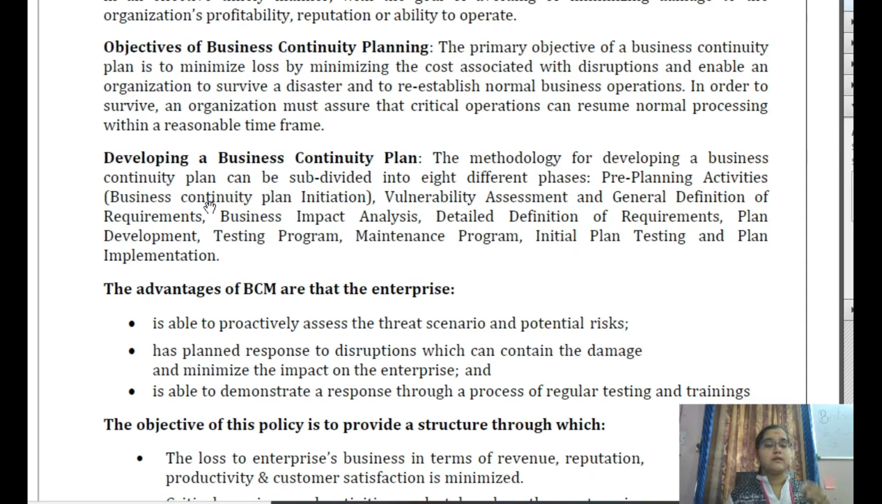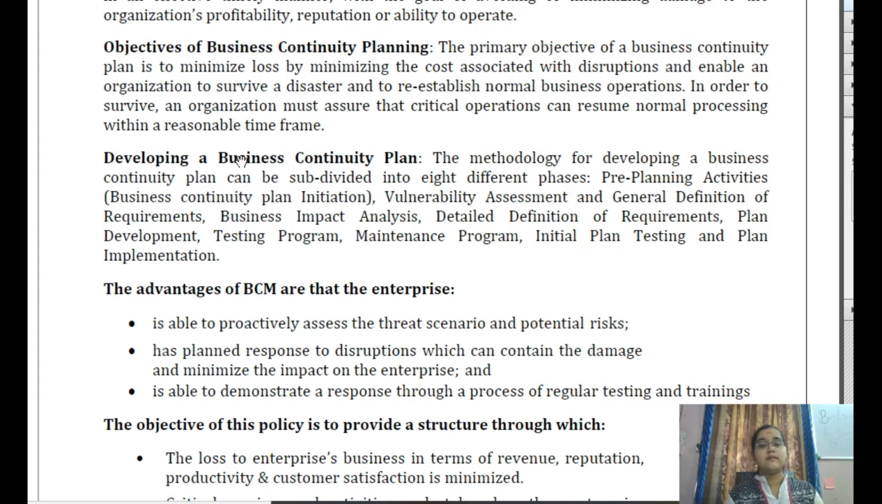Therefore, once you are developing a plan, the advantages of BCM are, first, to proactively assess the threat scenario and the risk faced by the enterprise, and it can plan its response so that the damage can be minimized with least impact. The response will be ready so that as and when the disaster occurs, the organization can effectively fight it. And the last advantage is to be able to demonstrate a response through the process of regular testing and training. So the BCM team can demonstrate a response through regular testing and training.